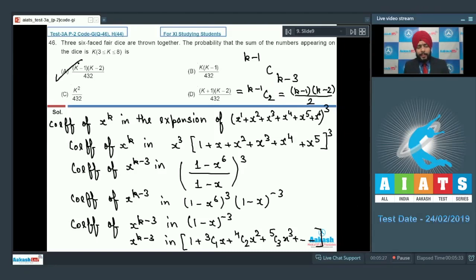Okay. Students, there is another very simple alternative. You can simply put k equal to 3 and you will get only one case, that is 1, 1, 1 over there. Okay. So very simple question in case you want to use the shortcut over there. Okay. Let us move on to 47.